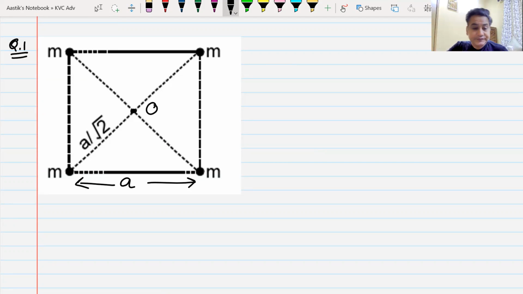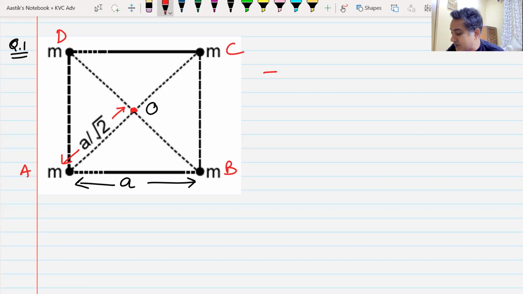So what is the answer? 2ma square, that is correct. The moment of inertia of all the particles will be same, all masses are same, and you have to find out this distance. You were lucky that this distance was given as a by root 2. You understand?